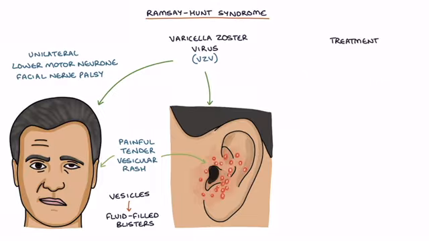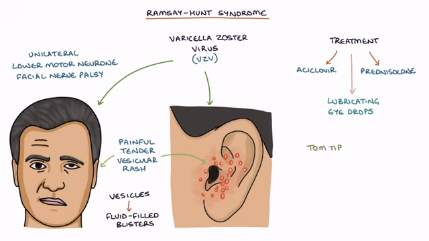Treatment of Ramsay-Hunt syndrome is with acyclovir and prednisolone, and patients also require lubricating eye drops. A Tom tip for you, Ramsay-Hunt syndrome is a popular MCQ exam question. Look out for the patient with a facial nerve palsy and a vesicular rash around their ear, as it's likely to be Ramsay-Hunt syndrome.